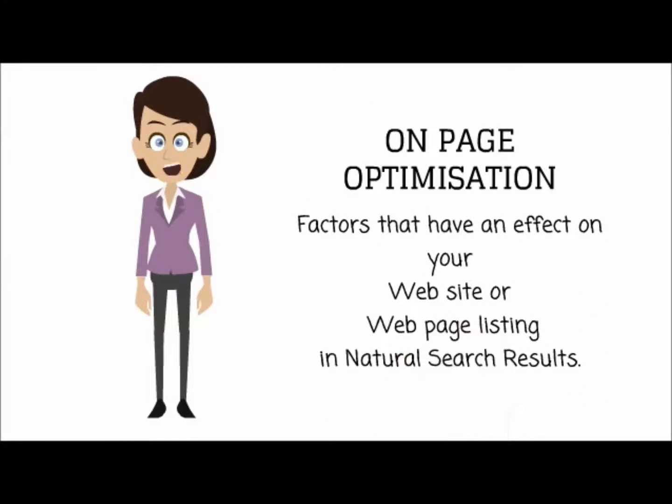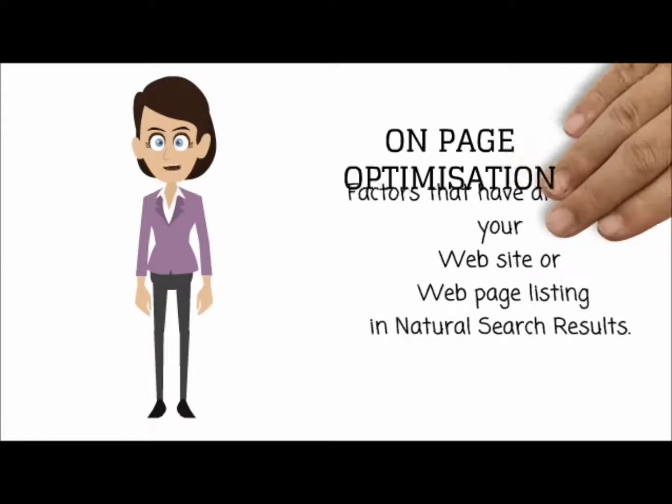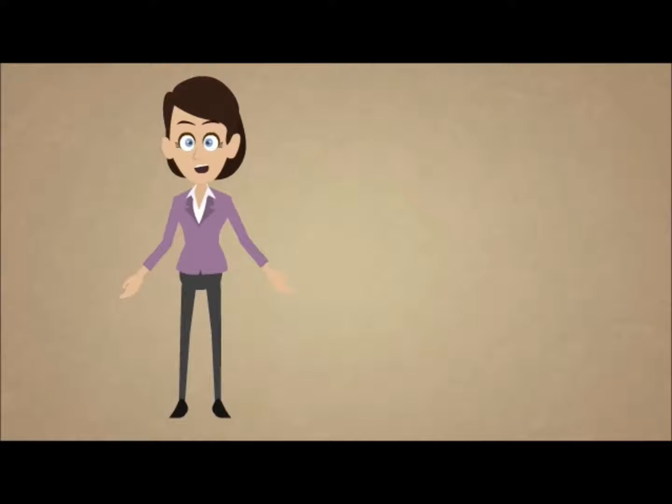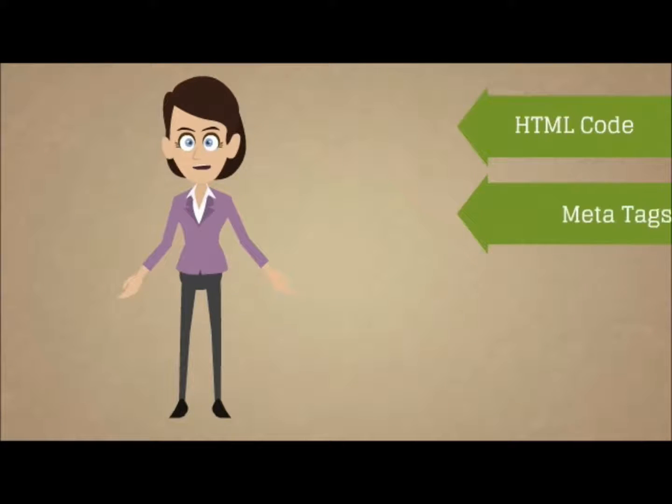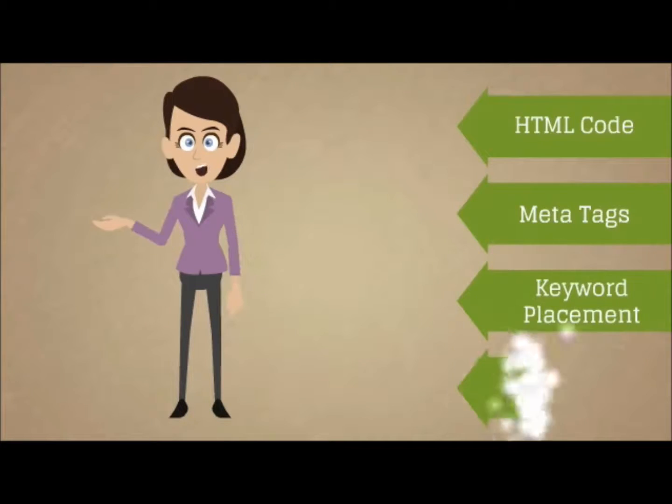In search engine optimization, on-page optimization refers to factors that have an effect on your website or web page listing in natural search results. These factors are controlled by you or by coding on your page. Examples of on-page optimization include actual HTML code, meta tags, keyword placement and keyword density.